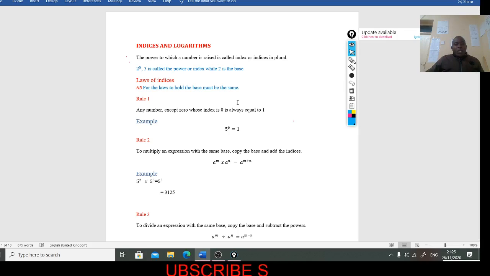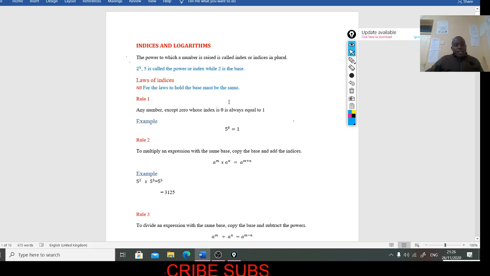And before we talk about these laws, there is something you have to understand about the laws of indices. For the laws of indices to hold, the base must be the same. Like here we have said 2 power of 5, so we deal with more than 1: 2 power of 5 times 2 power of 6, meaning the bases 2 and 2 must be the same. If the bases are not the same, then the law of indices will not hold.